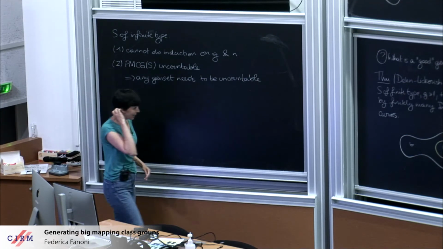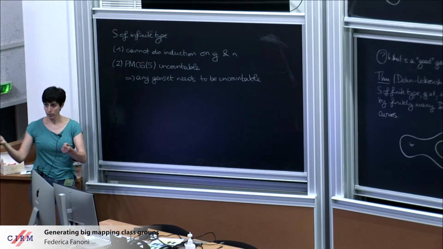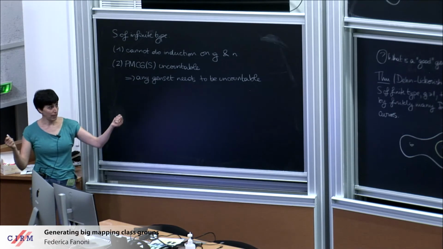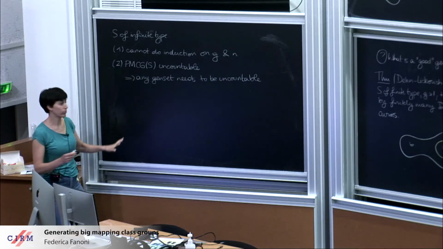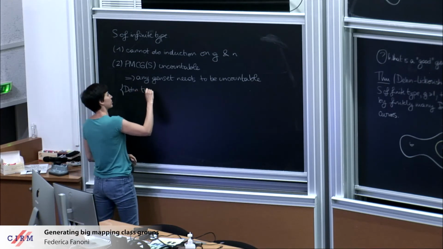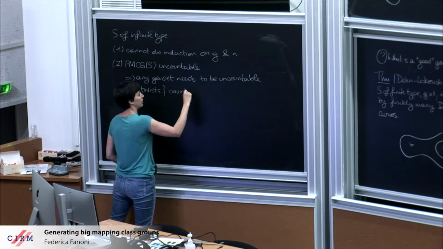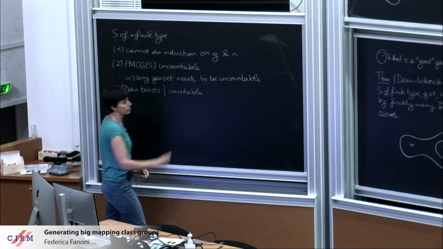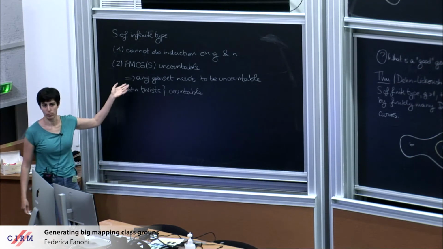And the main thing is Dehn twists. Dehn twists correspond to curves up to homotopy, and curves up to homotopy can be shown to be countable on any infinite type surface. The collection of Dehn twists is countable. There's no way that they can generate the pure mapping class group.